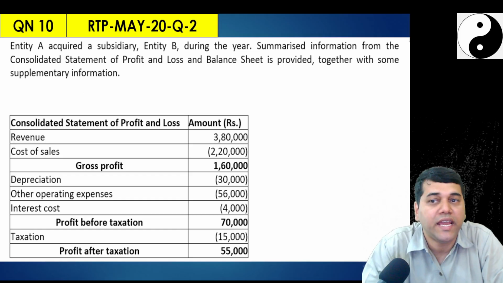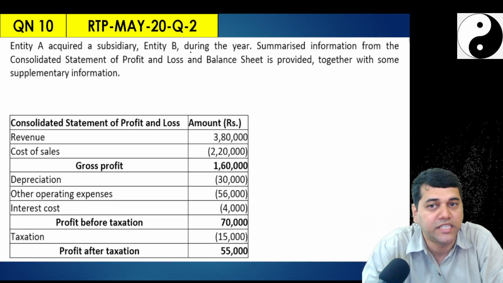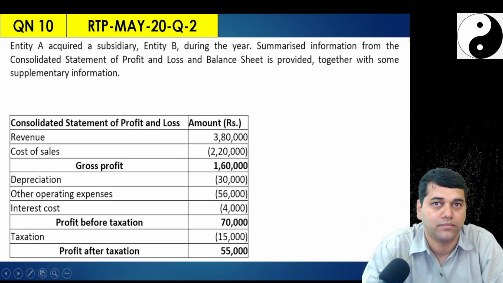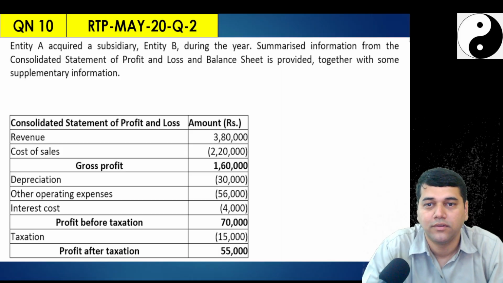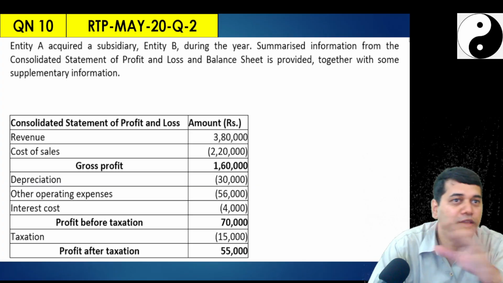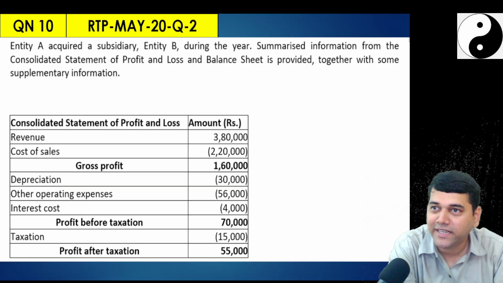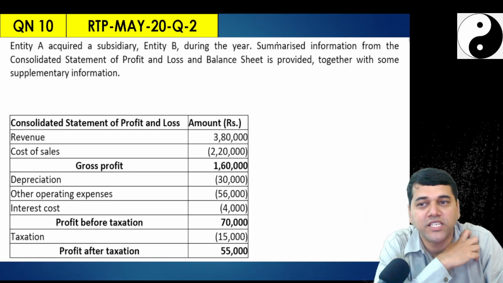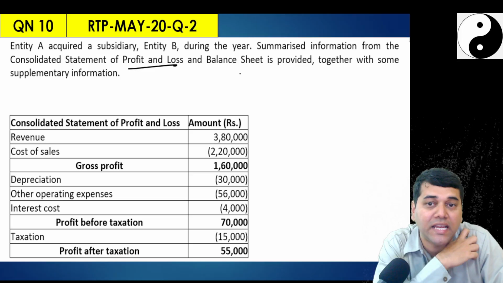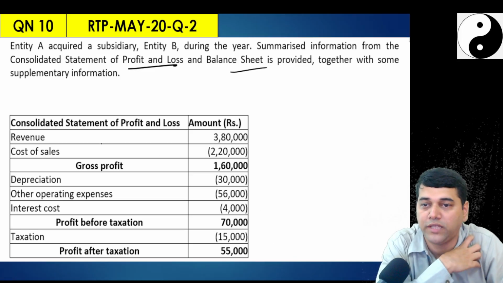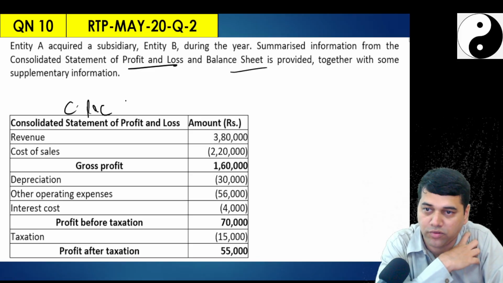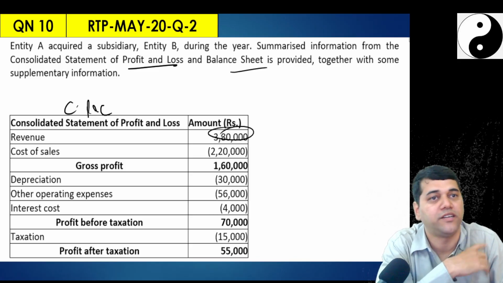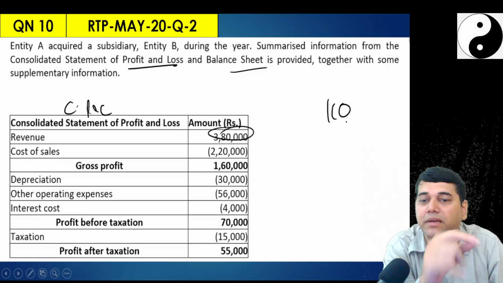Now, entity A acquired a subsidiary, entity B, during the year. Okay, don't get into foreign now. Foreign we are done. An Indian entity acquired an Indian subsidiary. The summarized information from the consolidated P&L and the balance sheet is given to you. So, they have given you the consolidated P&L account of both the entities, and in 110 we discussed it is line by line consolidation.